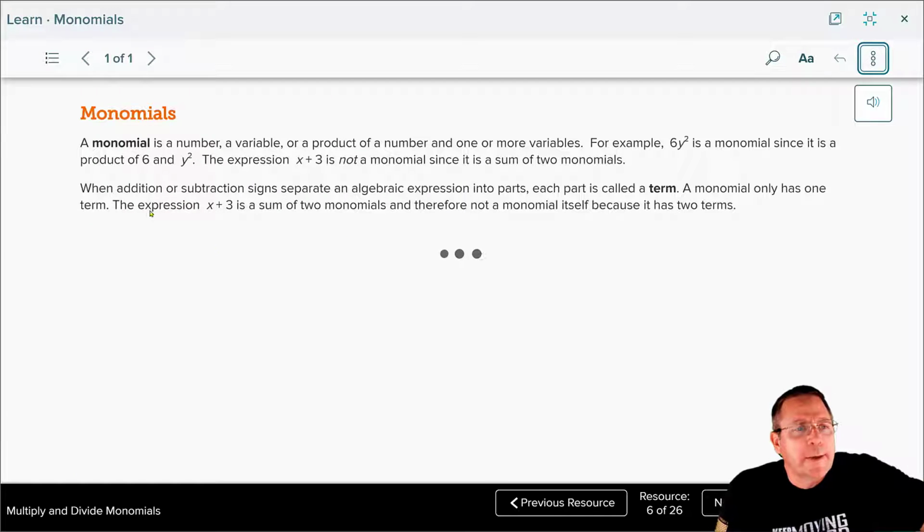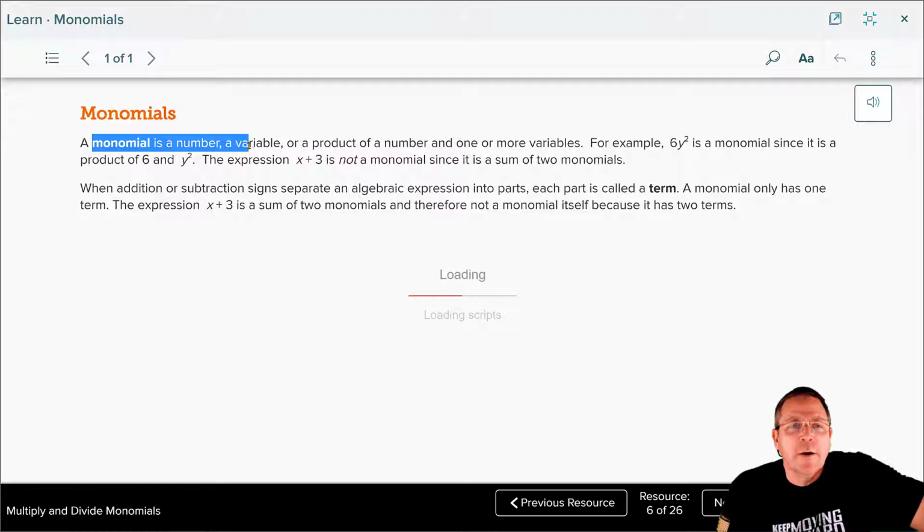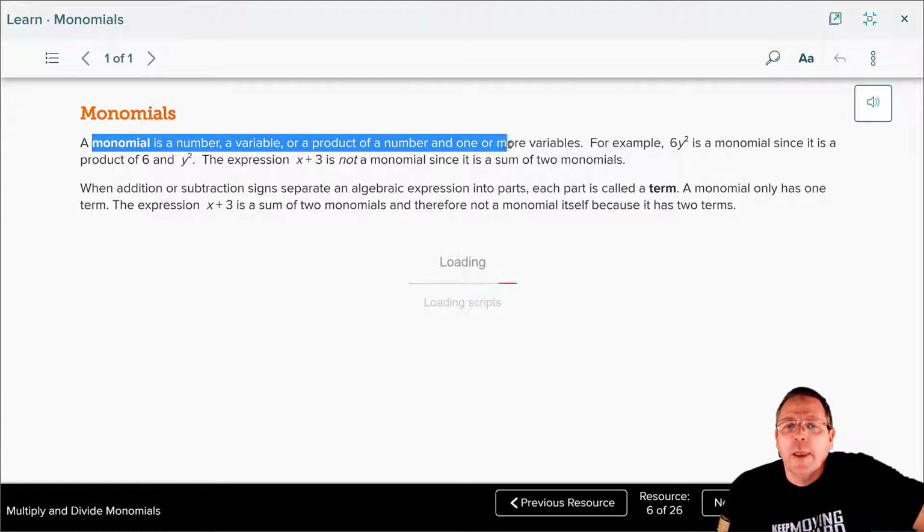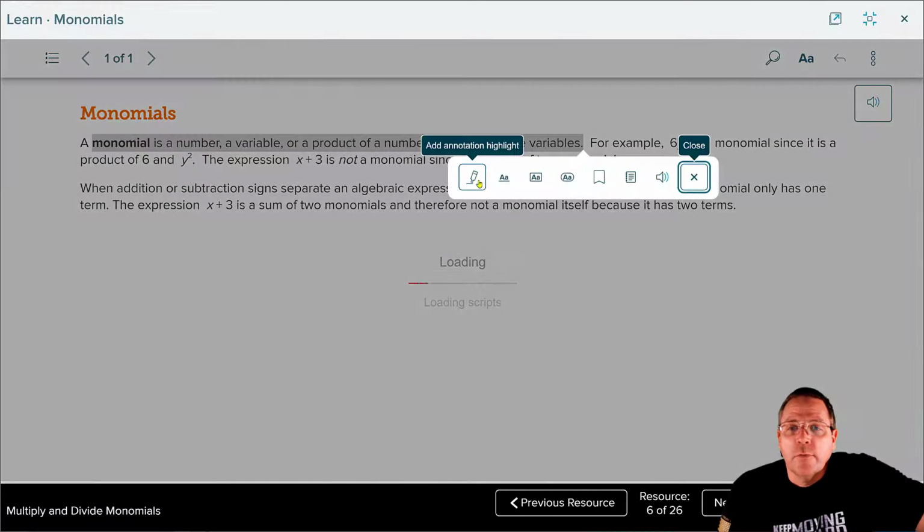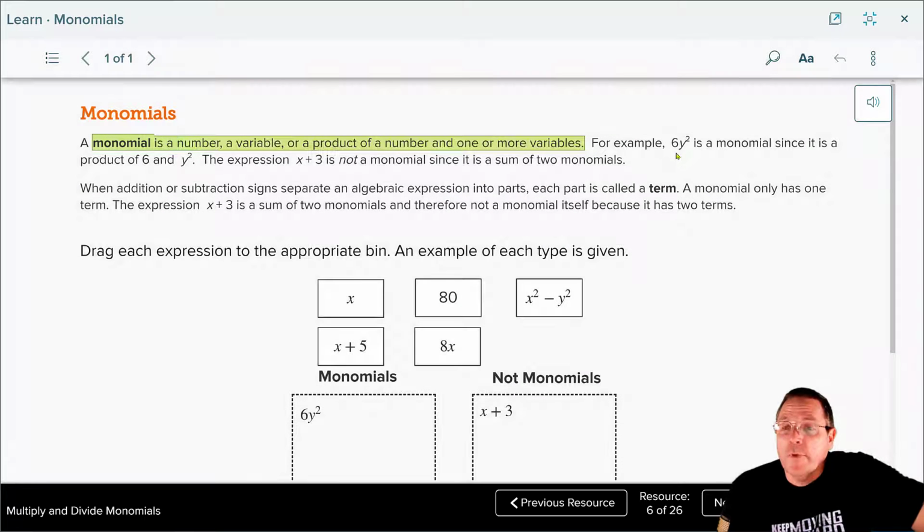So let's dig in and get some of the meat of this lesson, starting off with a monomial. A monomial is defined as a number, a variable, or a product of a number and one or more variables. That's your definition. For example, 6y squared is a monomial since it's the product of 6 and y squared.